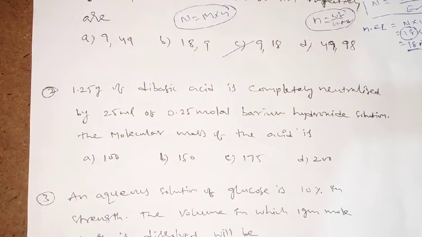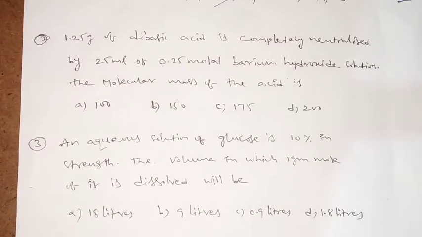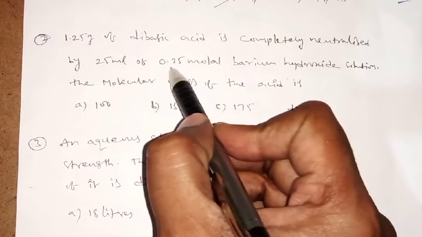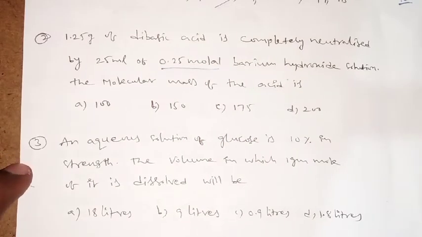1.25 grams of a dibasic acid is completely neutralized by 25 ml of 0.25 molal barium hydroxide solution. The molecular mass of the acid is. So it is a very simple question.